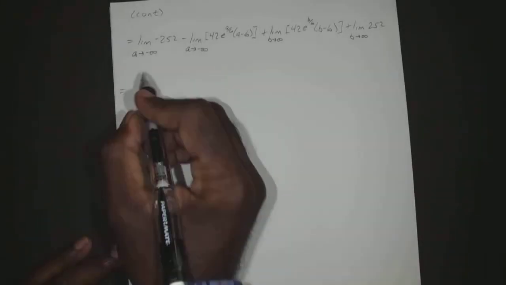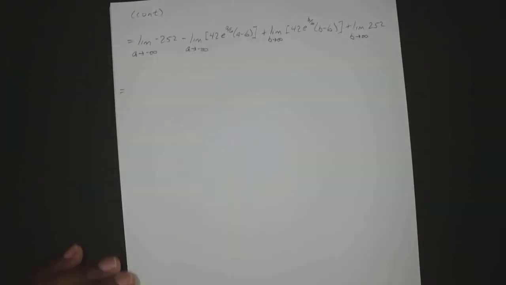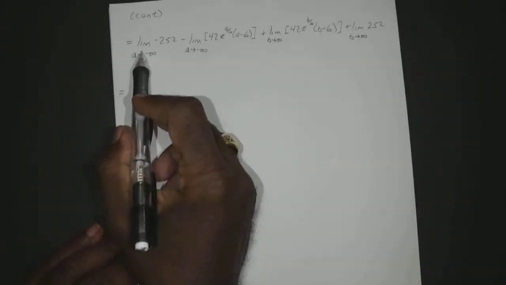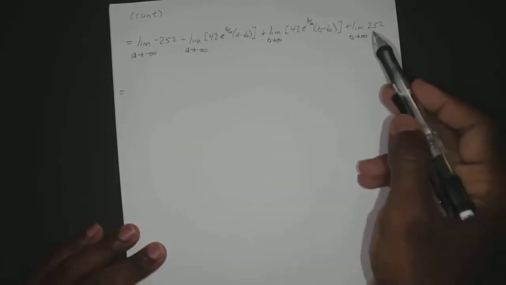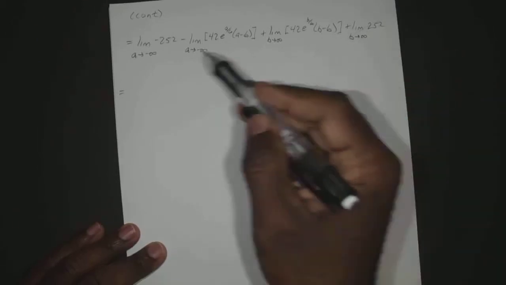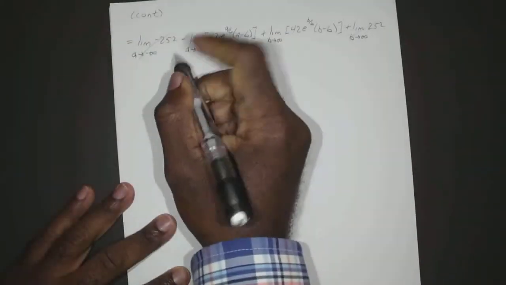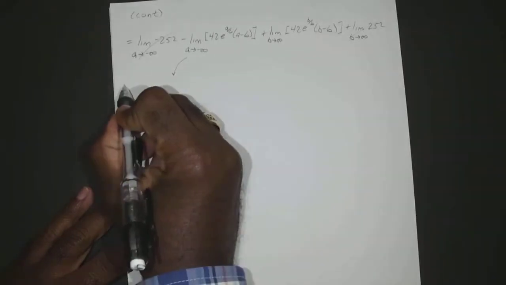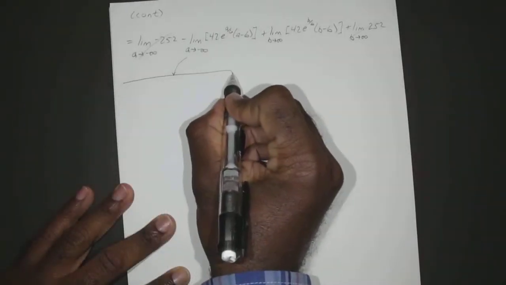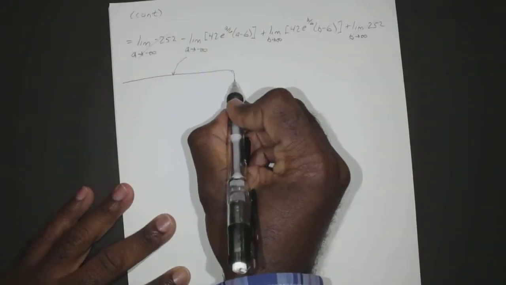Okay, so now we just have to do each individual term and find the limit for each one. Okay, so we know here that's already going to be negative 252, and this is going to be positive 252. So really, those two just cancel out. Okay, now for this one, we'll kind of do this separate.